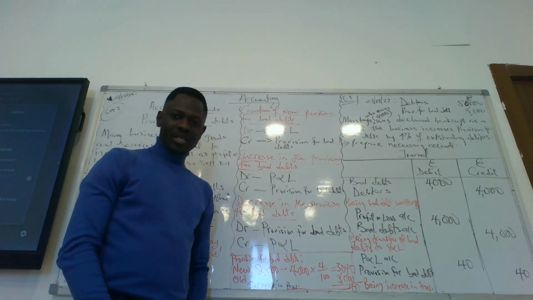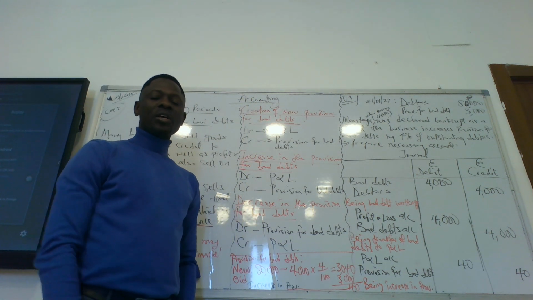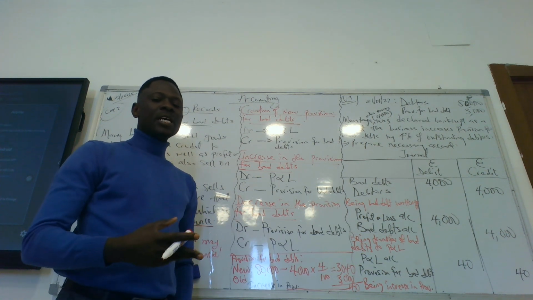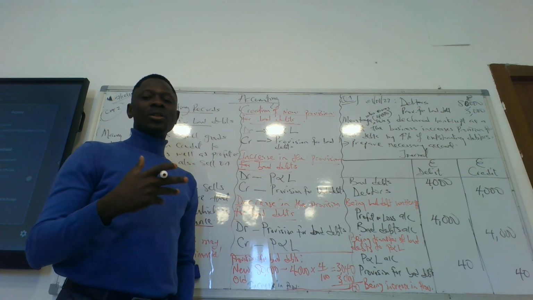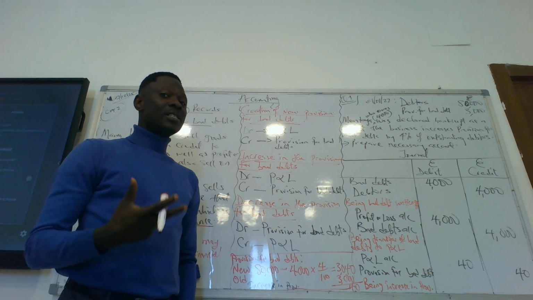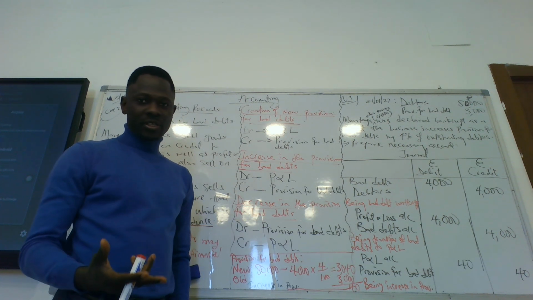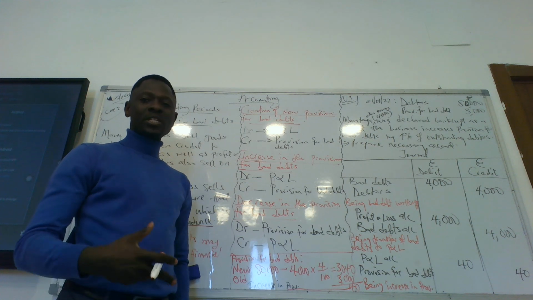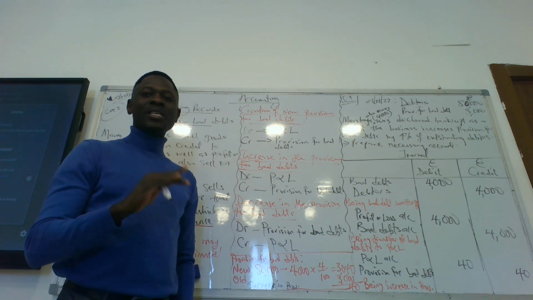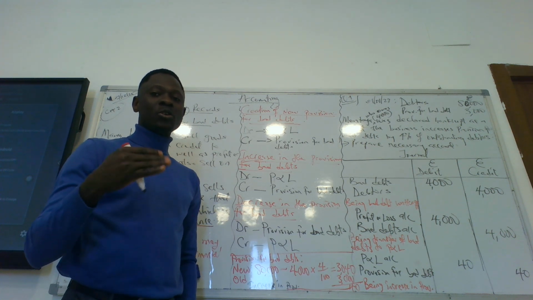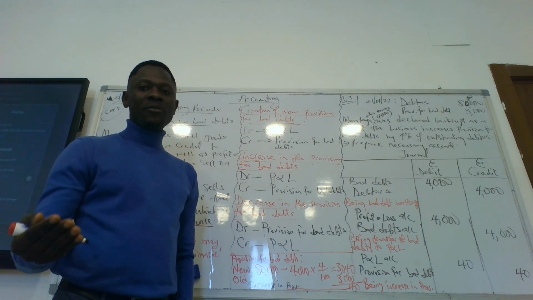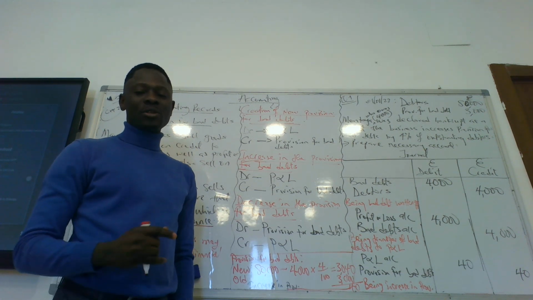So we're still on accounting records. Today we want to talk about provision for bad debts. A business tends to sell on credit to increase its sales and probably the profit, or because its competitors sell on credit. Those are the two reasons why a business would want to sell on credit: to increase its sales and profit, or because competitors are selling on credit.